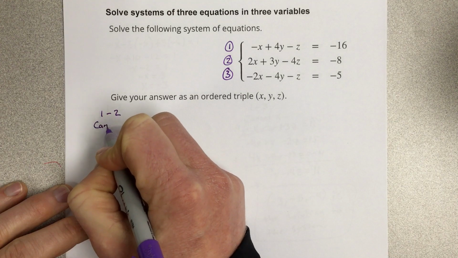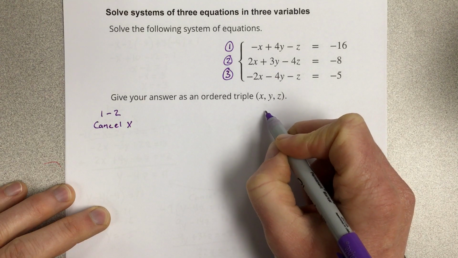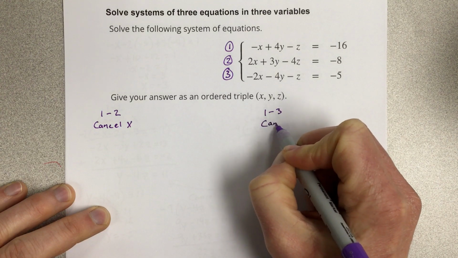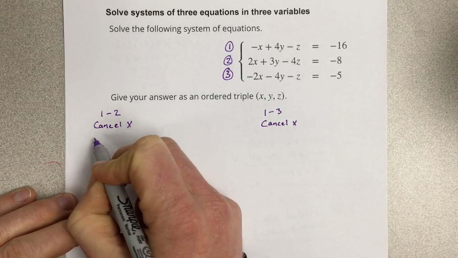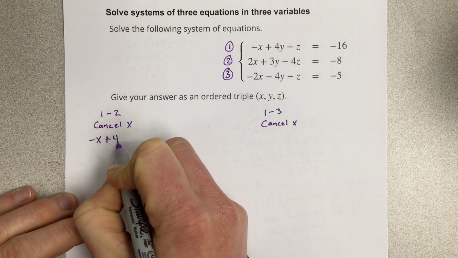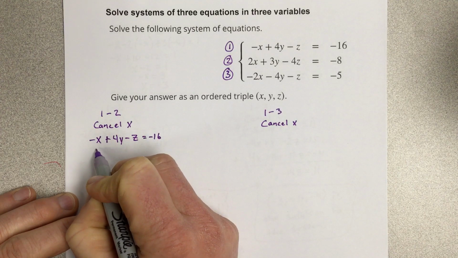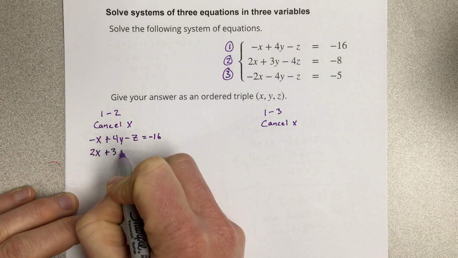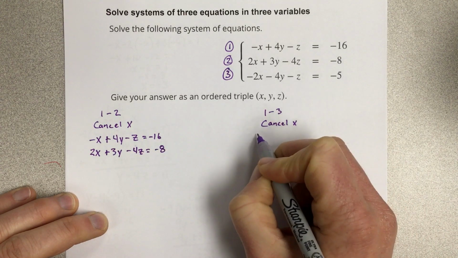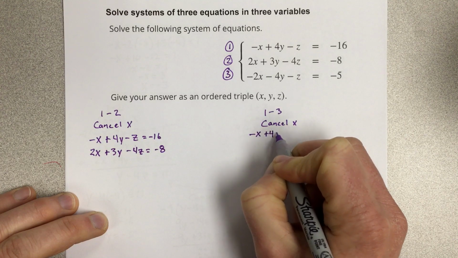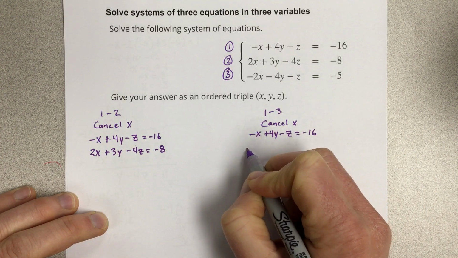So I'm going to start by writing down that I'm going to combine 1 and 2 together, and I'm just going to say cancel x. And then I'm going to combine 1 and 3 together, and I'm also going to cancel x. And these have to be the same so that we end up canceling the same variables there. So negative x plus 4y minus z equal to negative 16. And 2x plus 3y minus 4z equals negative 8. And then rewrite that first equation. And we're going to write the third equation this time.